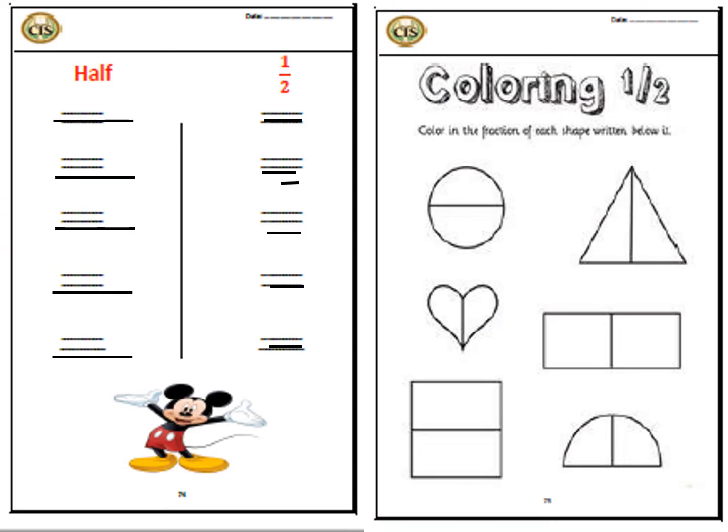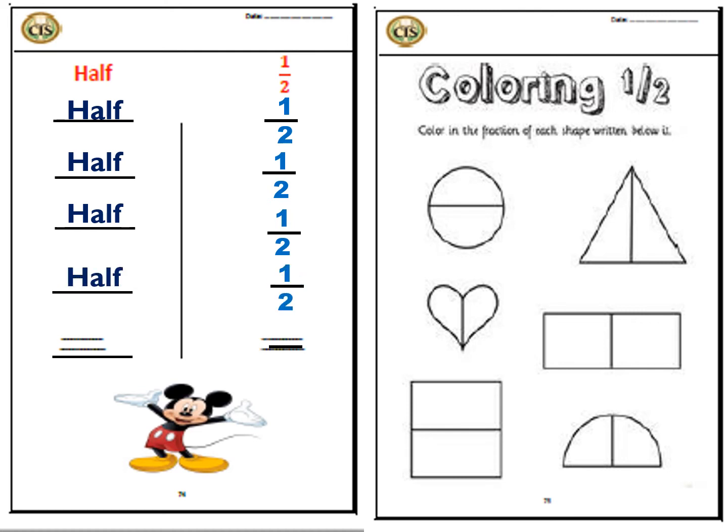Here, how can I write the fraction in letters? How can I write the fractions in letters? This is half, HALF, like this, and the fraction 1/2, HALF, 1/2, like this.